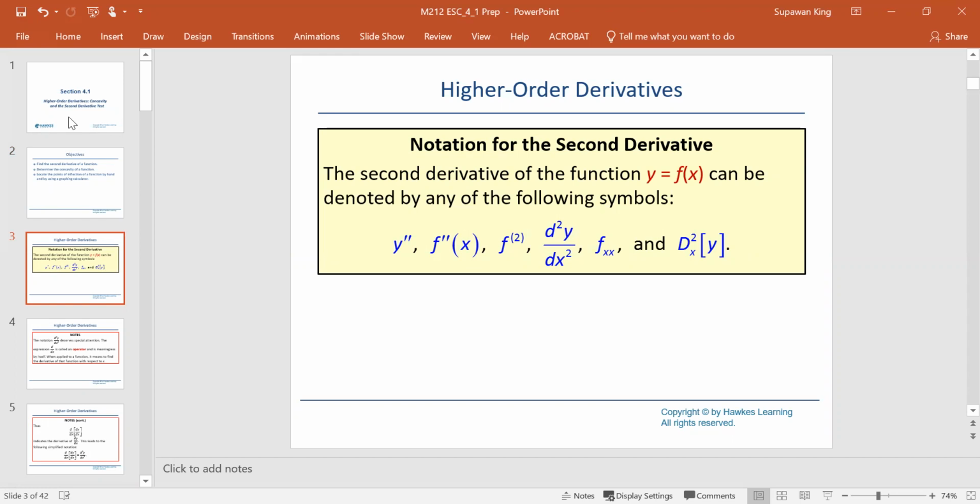As we know, y equals f of x, the first derivative, we use the notation y prime or f prime. For the second order or the second derivative, we add another prime. So we call it y double prime, or y dashes for the second derivative, or f double prime, or y superscript parenthesis 2, or d2y by dx2, or f subscript with the two x's as the derivative with respect to x twice, or D as an operator, subscript x, and the superscript 2 to tell you that this is the differential operator, the derivative of y with respect to x, done twice.